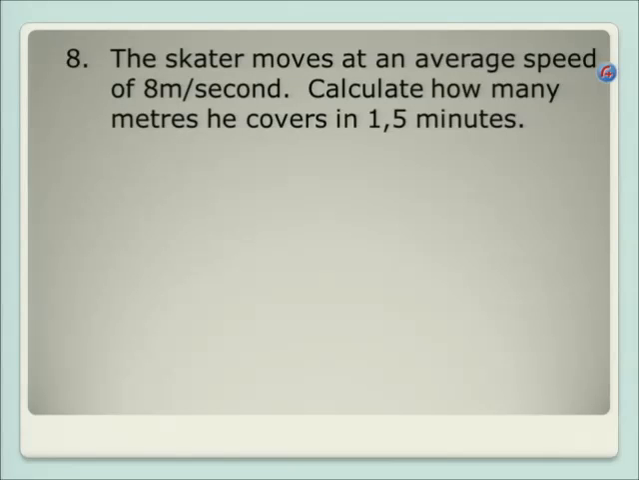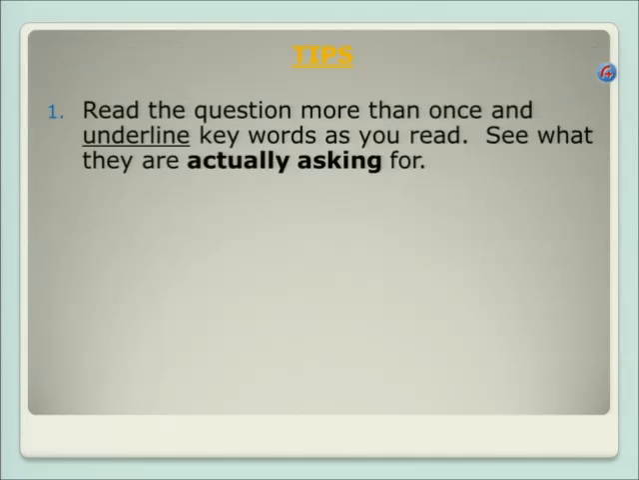Before I finish off, I've just got a couple of tips for you for your exams when you're actually writing. So let's have a look. The first one, a very good thing to do is sit with a pen when you're reading through a question, read it more than once, and then underline key words as you read, to see what they're actually asking for. Because if they say calculate the area in meters squared, then underline area and meters squared, so that it stands out and you don't forget to work out what they're really asking for.